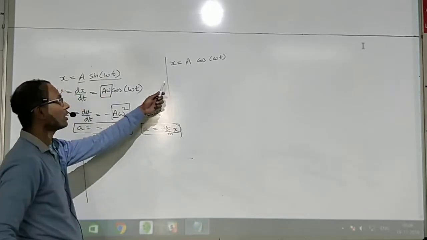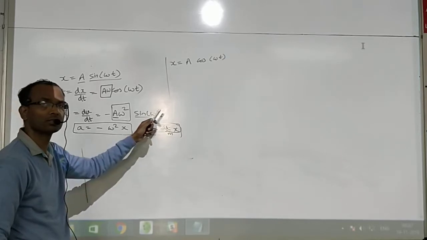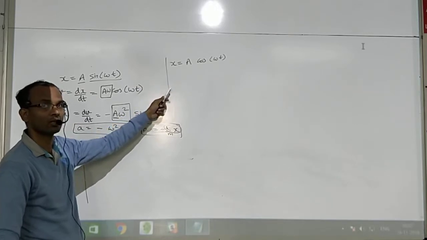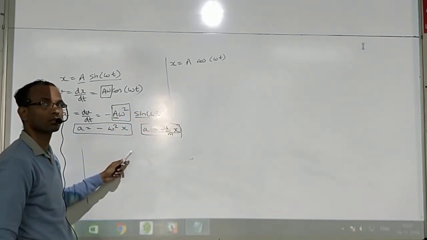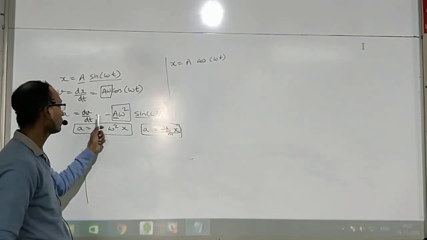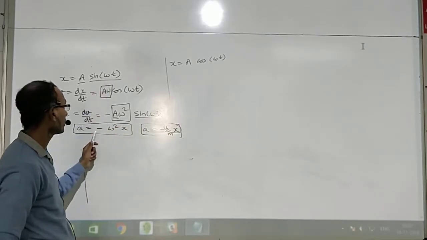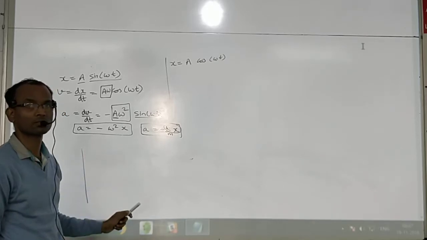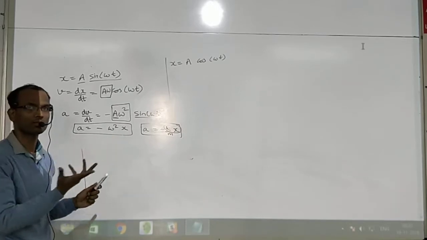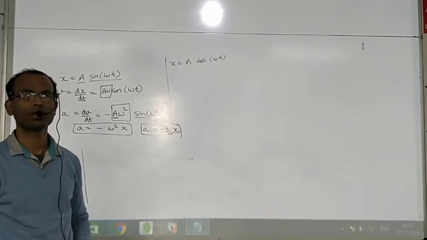Now, even if you start with x equals A cos omega t, you will get the same relation, a equals minus omega square x. Can you do it and check for yourself? Then the acceleration becomes minus A omega square cos omega t. Again, you will be able to express a as minus omega square x. That is what matters: how does a depend on x. That is the general information. So sine or cos doesn't matter, that is like a sign convention. That won't affect it. Clear?